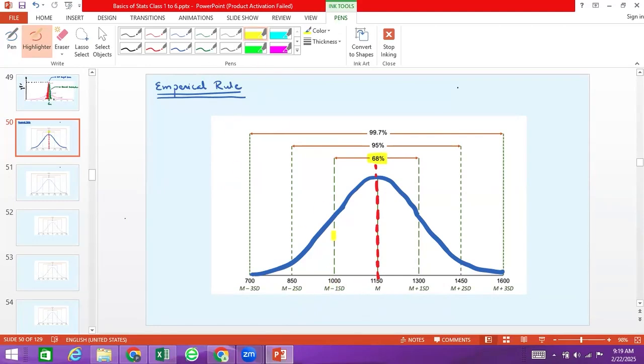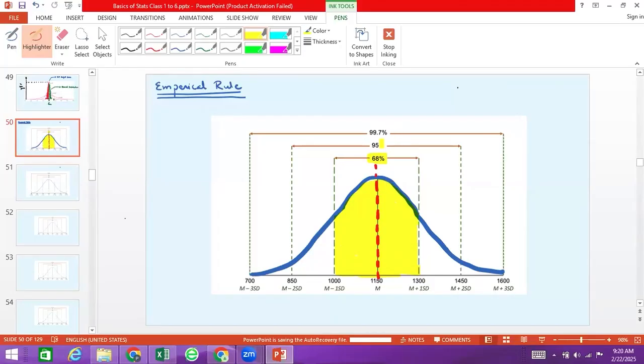So it means that this area that I see from here, this area makes 68% of all the points. Right? And in all normal distributions, this will happen, that this will have 68% of the data, plus minus one standard deviation.